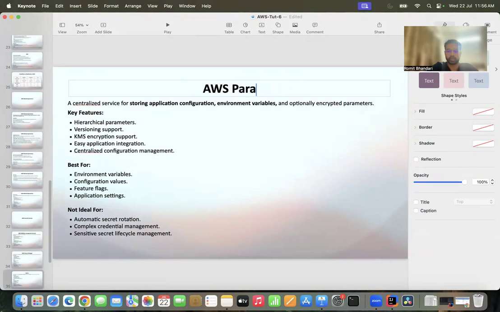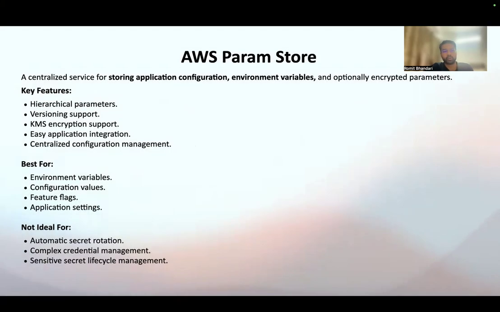So Param Store, as I mentioned, is another service for storing some of your application entities. It's a centralized service for storing application configuration, environment variables, and optionally encrypted parameters. So for not so sensitive entities, you can use Param Store to store them. As I mentioned, like project name, what you configure in your environment variables, that is something you can store in Param Store.